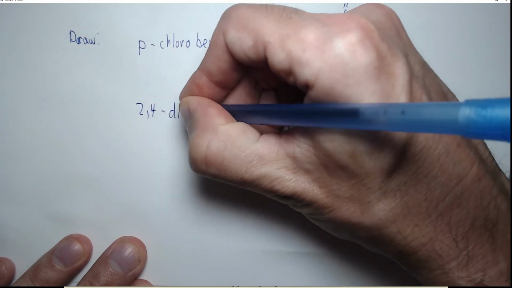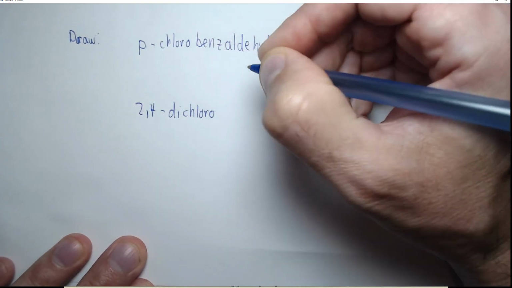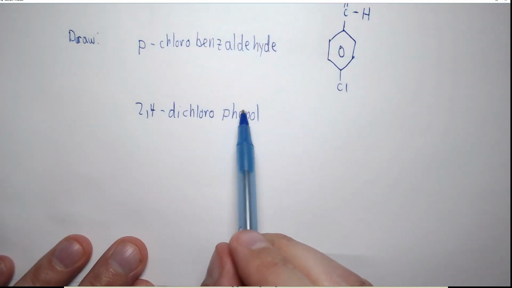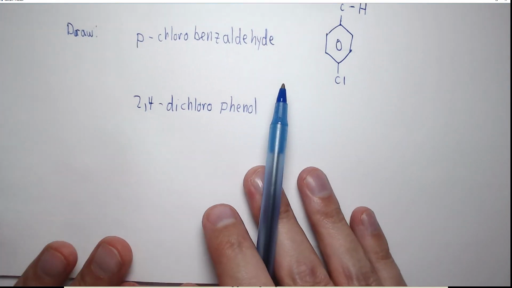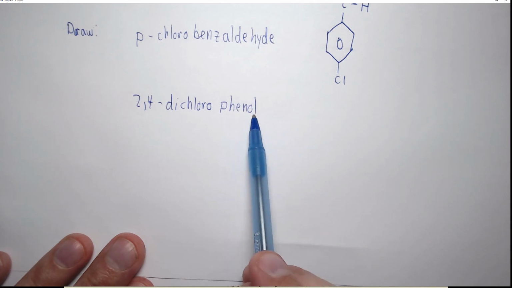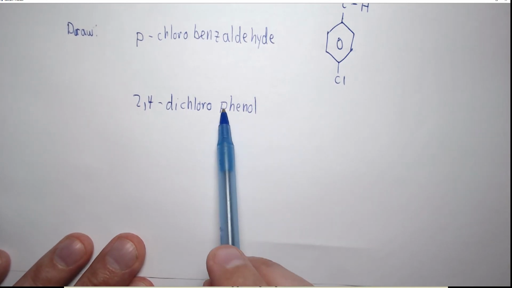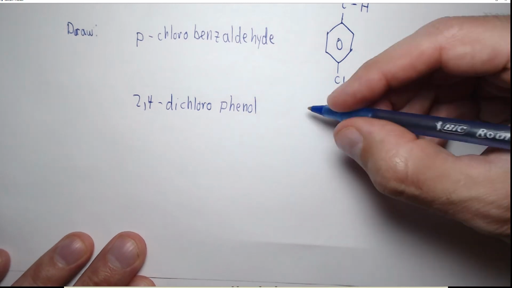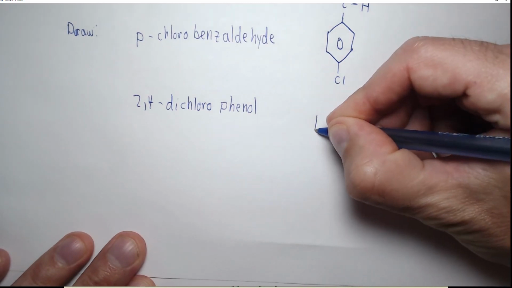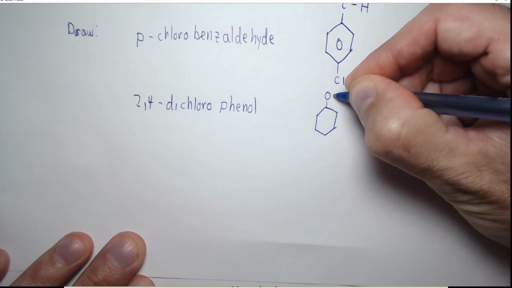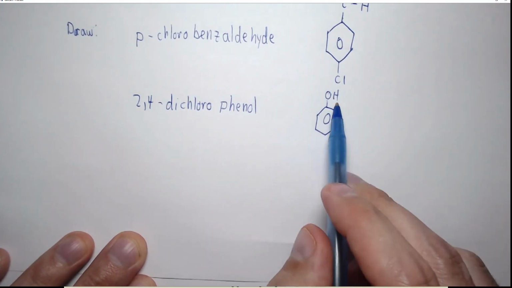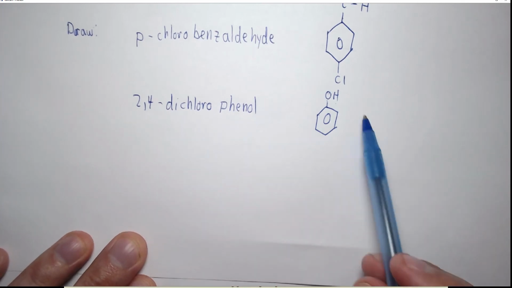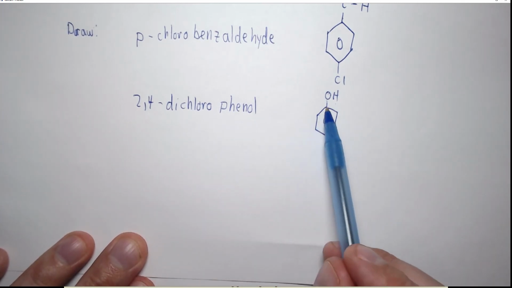All right, next one we want to draw is 2,4-dichlorophenol. Phenol is one of those you have to memorize because it's not as straightforward, but it does end in OL. So a phenolic alcohol, or a benzene ring attached to an alcohol. So here we have our phenol. All right, so that's what we have. Now we need to make it a 2,4-dichlorophenol.